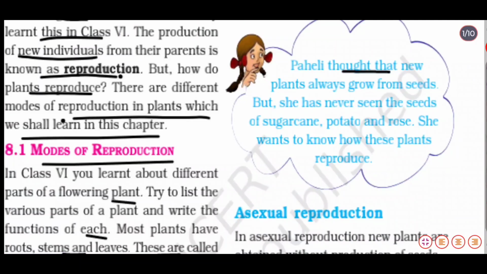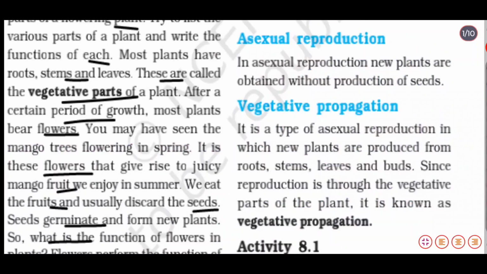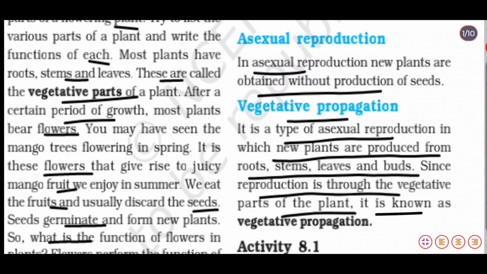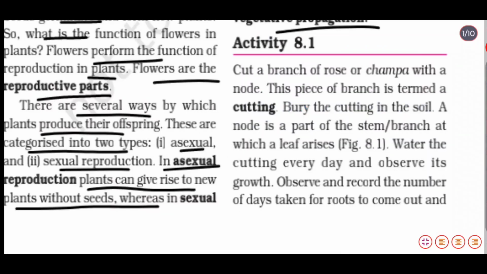Paheli thought that new plants always grow from seeds, but she has never seen the seeds of sugarcane, potato, and rose. She wants to know how these plants reproduce. Asexual reproduction. Sexual reproduction. In asexual reproduction, new plants are obtained without production of seeds. Vegetative propagation. It is a type of asexual reproduction in which new plants are produced from roots, stem, leaves, and buds. Since reproduction is through the vegetative parts of the plant, it is known as vegetative propagation.